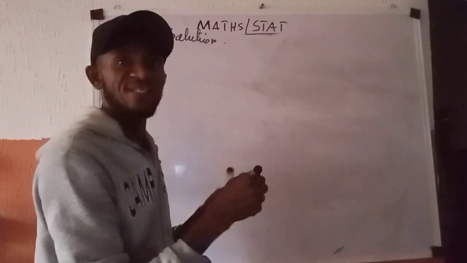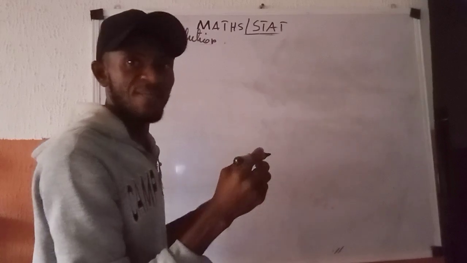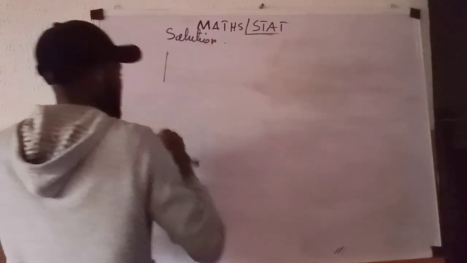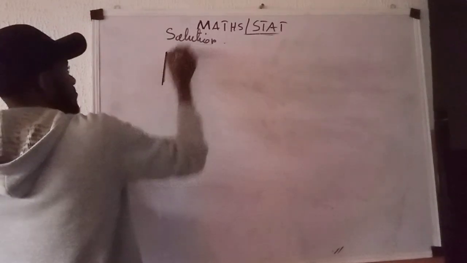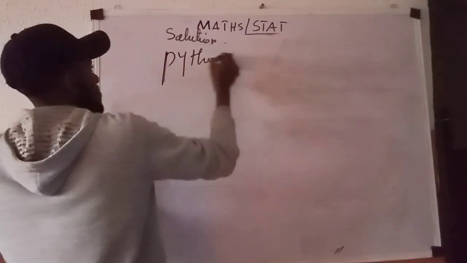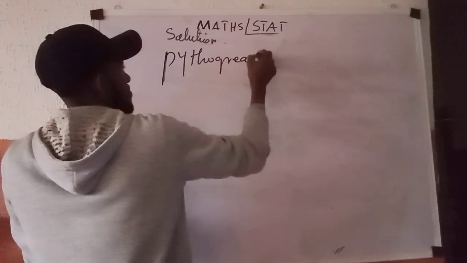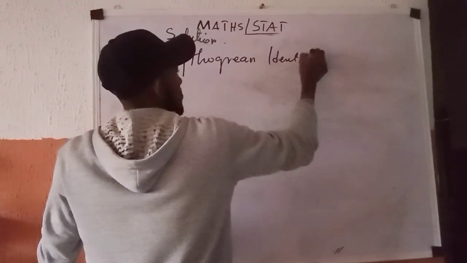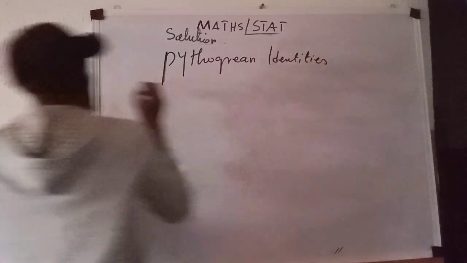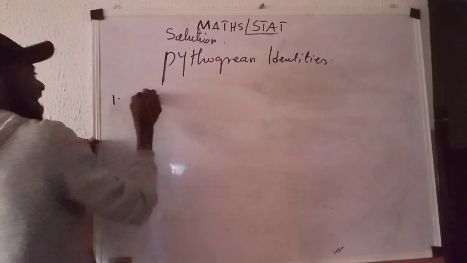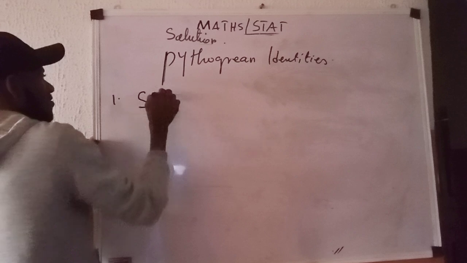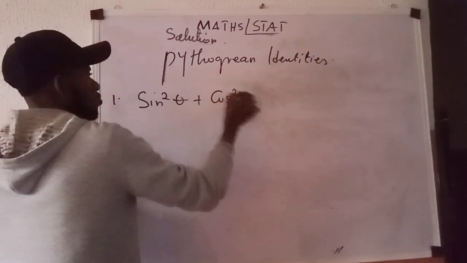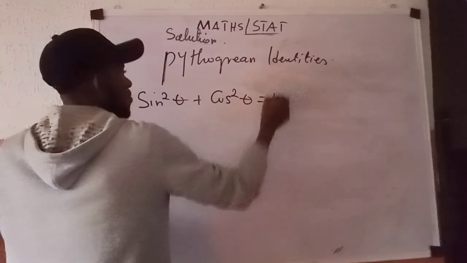I quickly write the identities, the Pythagorean identities here. Number 1 says that sine squared theta plus cos squared theta is given as 1.